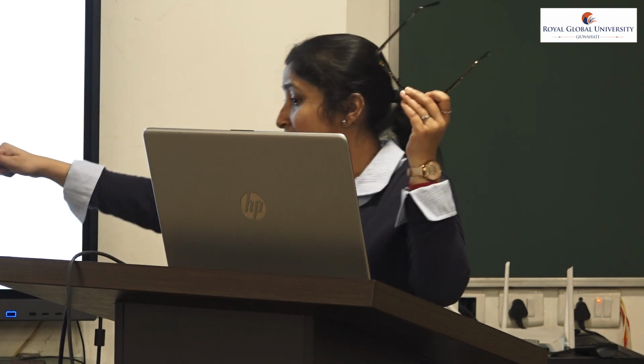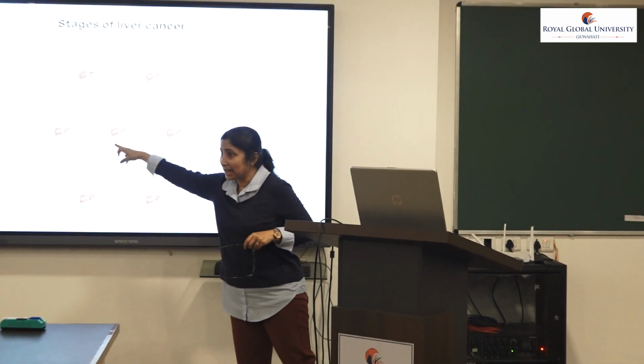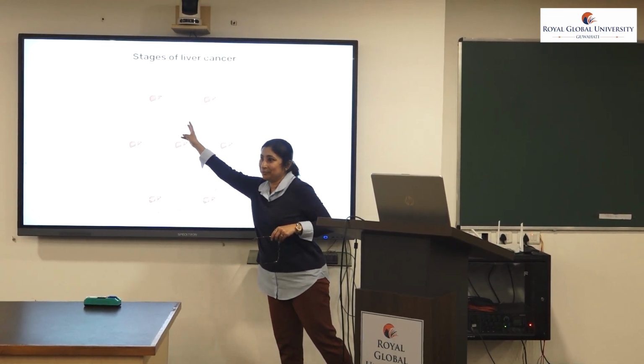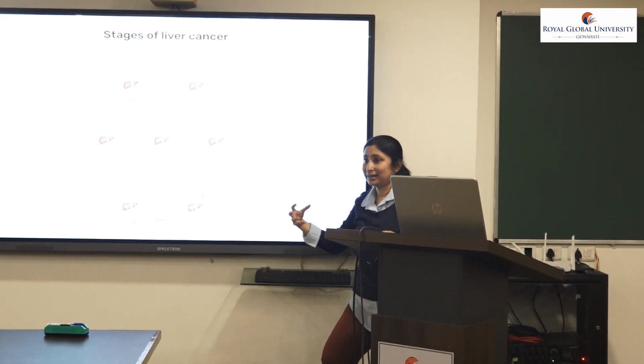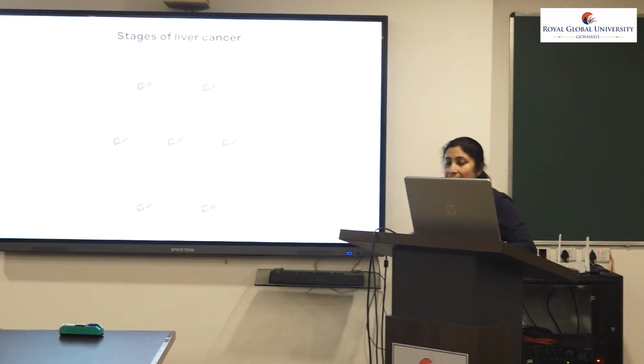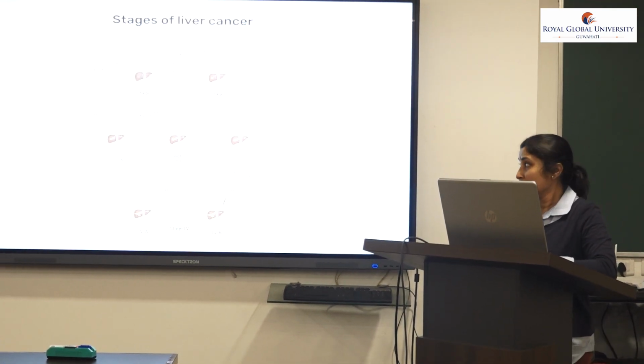We start getting the symptoms only when it starts metastasis, that is this position. From 3B, when the tumor invades into the larger vein of the liver, we start getting symptoms. Before that, there are no symptoms. So it's like a silent killer. You don't know what is going on inside your body.